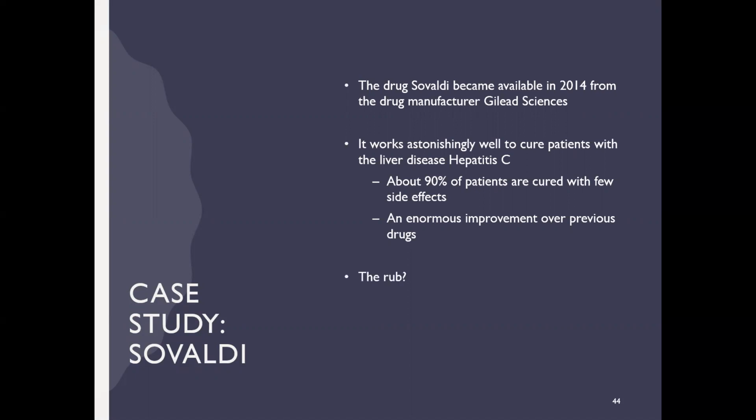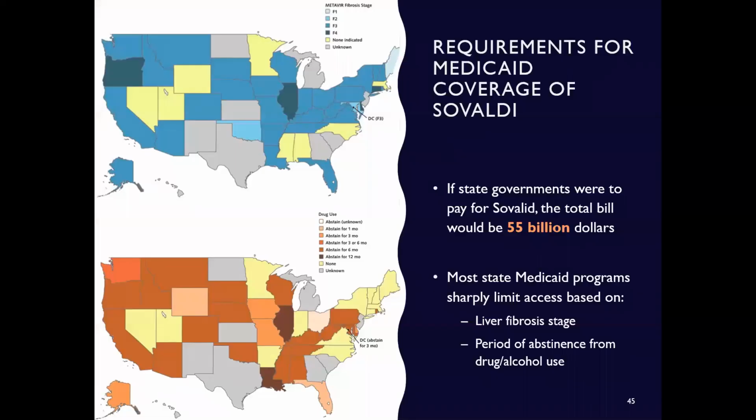What's the rub? Well, it costs almost $1,000 a day for all 12 weeks of treatment. Now, if state governments were to pay for Sovaldi, the total bill would be something like $55 billion. You can compare that to the average Medicaid spending by states last year, which was $10 billion. So if states were to pay the full price, that would be 5 times the entire Medicaid expenditures last year. So what to do?